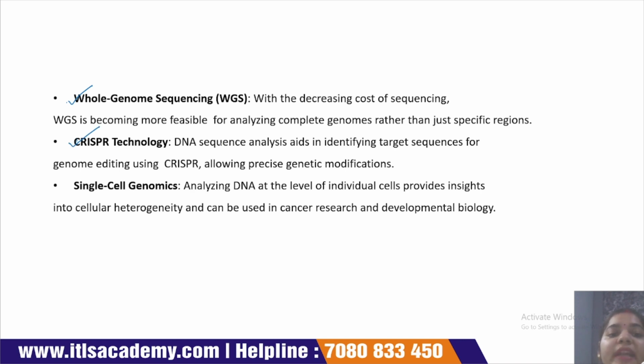CRISPR technology. DNA sequence analysis aids in identifying target sequences for genome editing using CRISPR, which allows precise genetic modification. Next, single cell genomics. Analyzing the DNA at the level of individual cells provides an insight into cellular heterogeneity, and can be used in cancer research and developmental biology. These are the challenges and future directions for DNA sequence analysis. This is all about today's lecture.